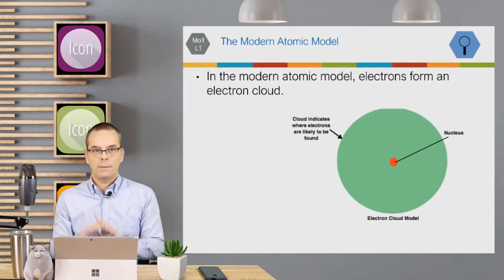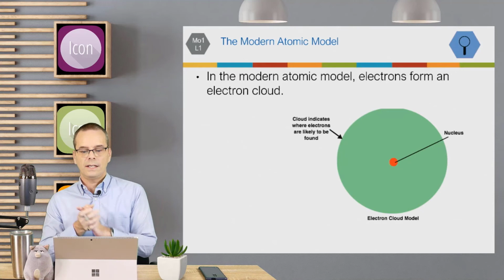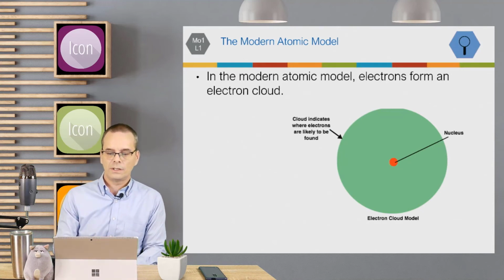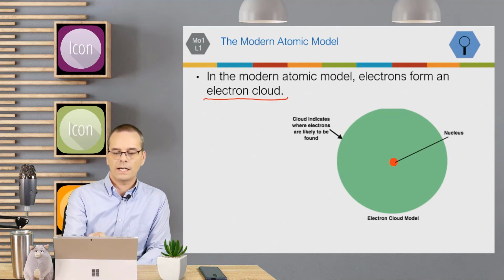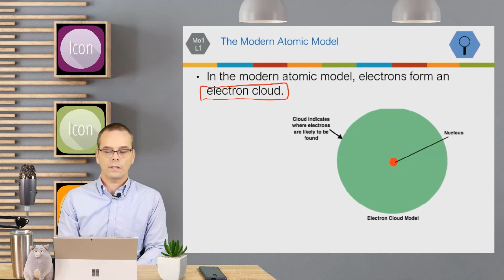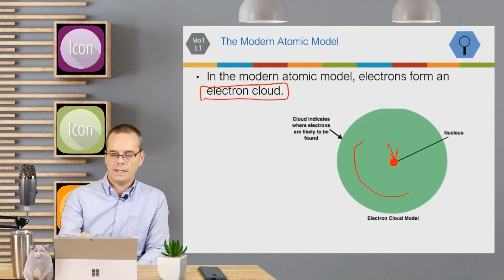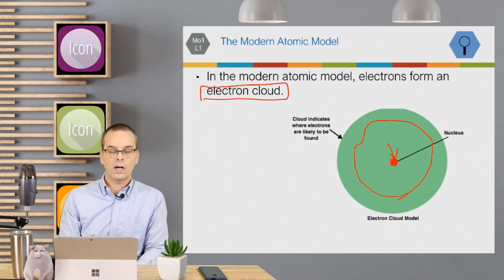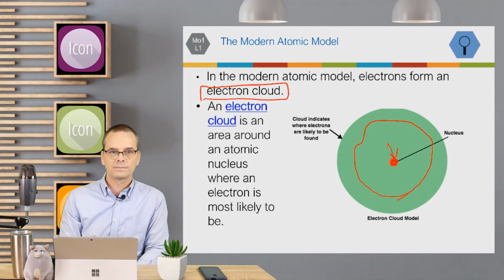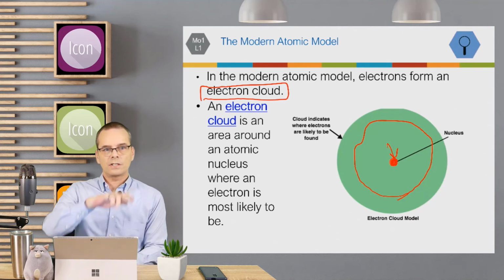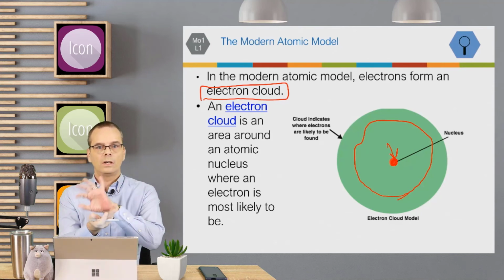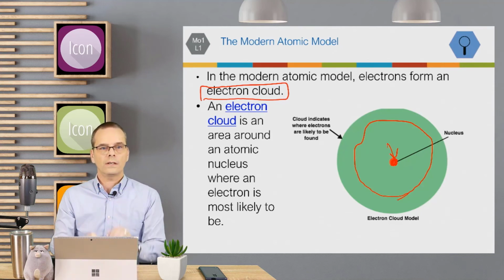Now then we come to the modern atomic model. In the modern atomic model, electrons form an electron cloud around the nucleus. All right? So here's your nucleus, and here is the cloud where all the electrons are likely to be found. They have no specific path, right? And that means there's no circular path, etc. They're just moving around in a cloud around the nucleus.